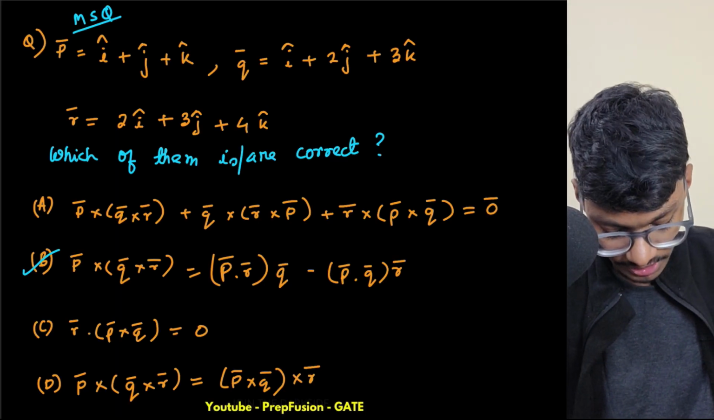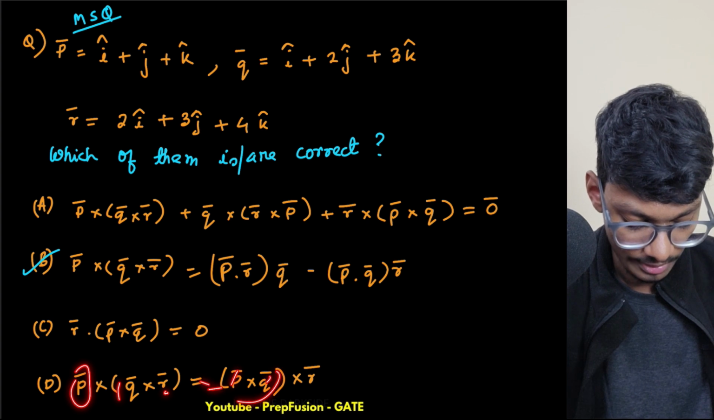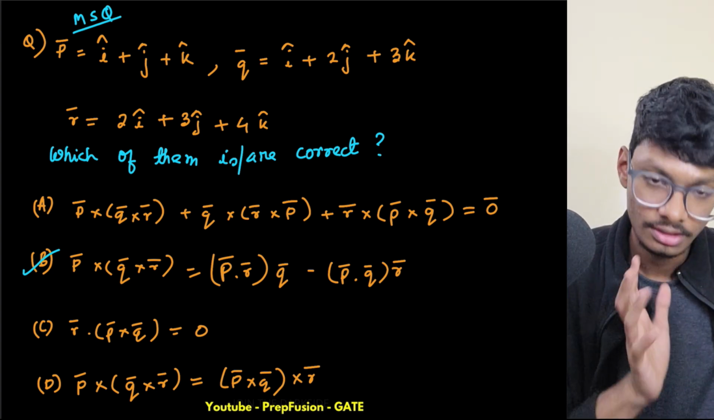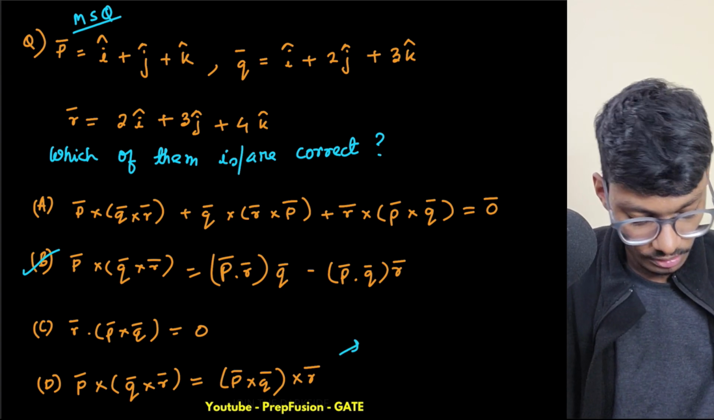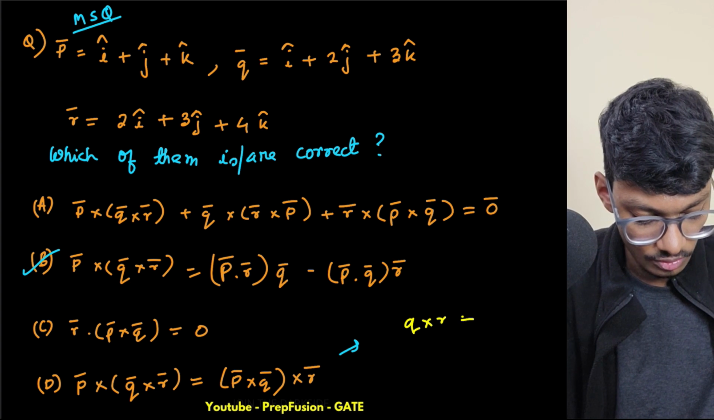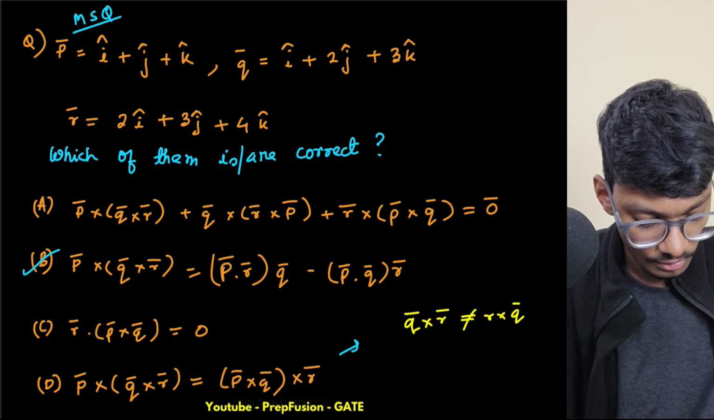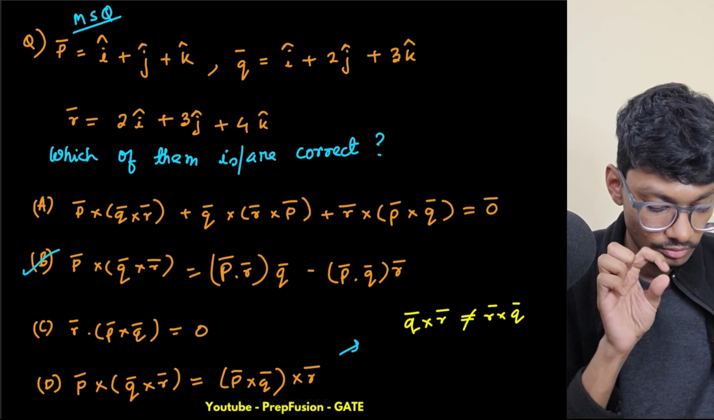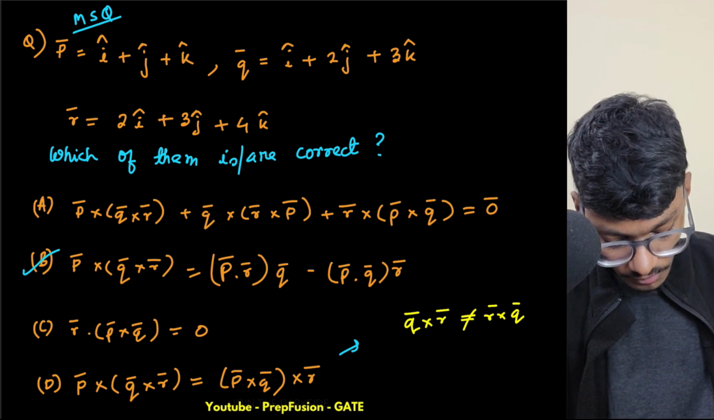B is correct. Okay, so what is this D option telling us? D option is telling us that P cross bracket Q cross R equals P cross Q in bracket times R. So is this true? No, this is not true, because vector multiplication doesn't follow the rule of associativity. Like simply, Q cross R is not equal to R cross Q, but the dot product does follow commutativity, like P dot R equals R dot P. So yeah, this is not true.